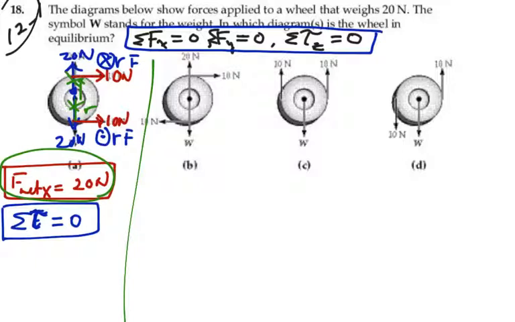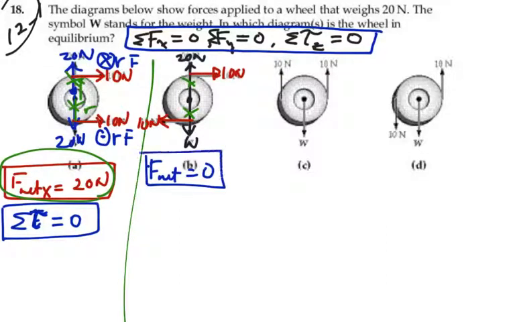Alright, so let's look at the next problem. This one we have a 20 newton force going up and a weight force going down, and hence they cancel out in terms of force. We have a 10 newton force going to the right and a 10 newton force going to the left. So the summation of all of our forces, either x or y, is going to be 0. So our net force is actually 0 in all directions.